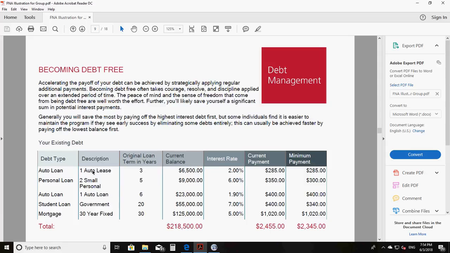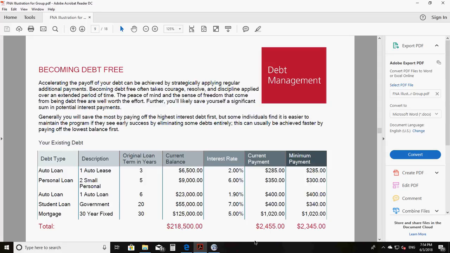So let's take a look at what debts are in the household. Auto loan, $6,500. Two small personal loans to start the business at $9,000. Auto loan at $23,000. Government student loan, $55,000, and the 30-year fixed mortgage at $125,000. So if we look at this, we've got $180 out of the total that comes from mortgage and student loans, which is home and education, which are good uses of debt. Plus, we're paying more than the minimum.